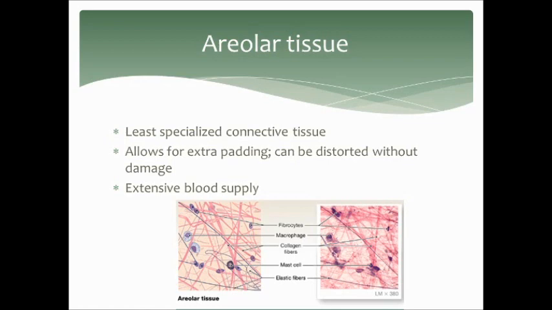Areolar tissue is the least specialized kind of connective tissue, so it's there for extra padding. It can be distorted without damage, so it sort of absorbs any shock or pressure without damaging the tissue itself. It has a pretty extensive blood supply.